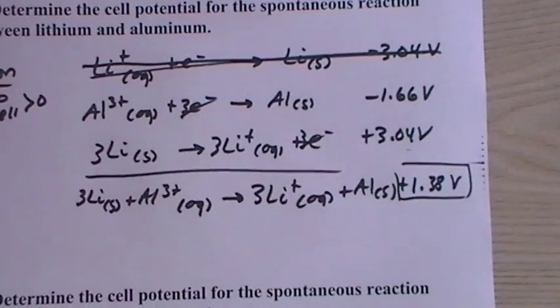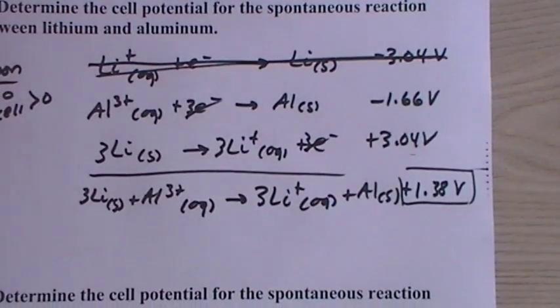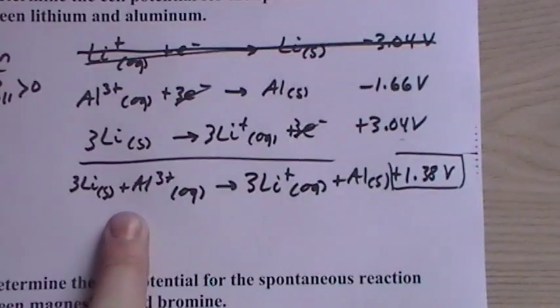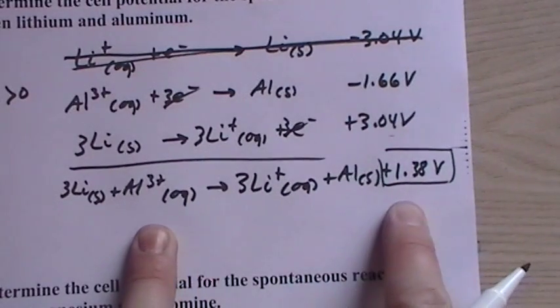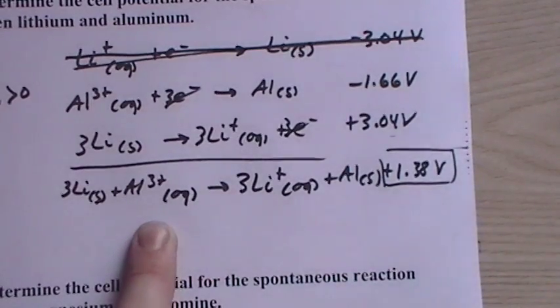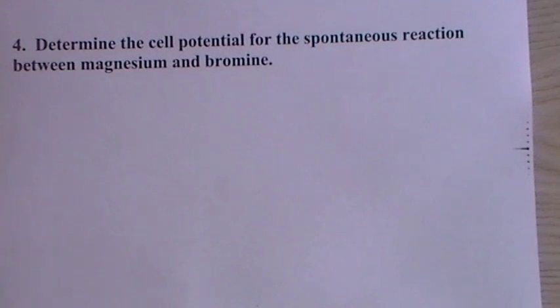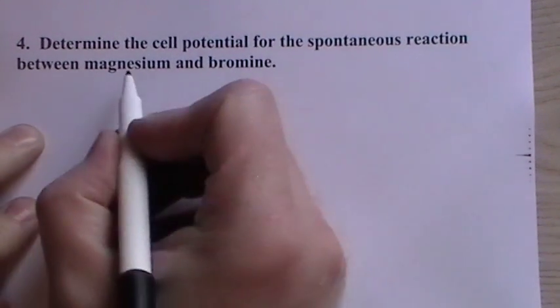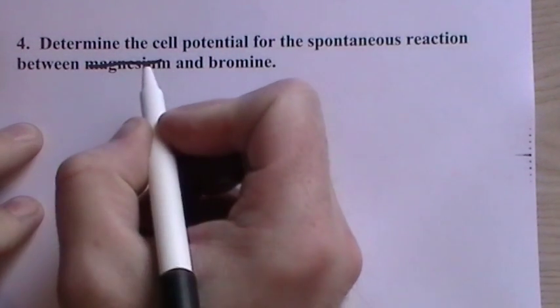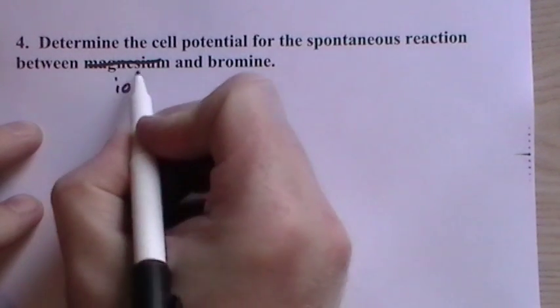So since this is positive, this should be a spontaneous reaction. If we put together a galvanic cell with these components, the reaction should go forward. It should be something that happens, and we should also see this voltage. Determine the cell potential for a spontaneous reaction between magnesium and bromine. Actually, I'm going to get rid of this one, just to show something. Let's do it between iodine and bromine.